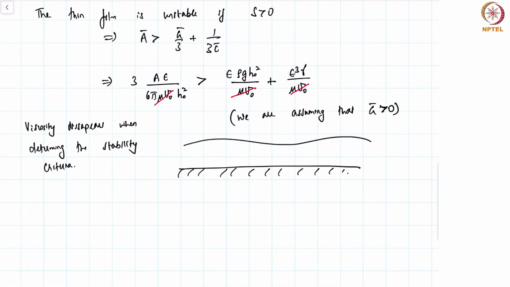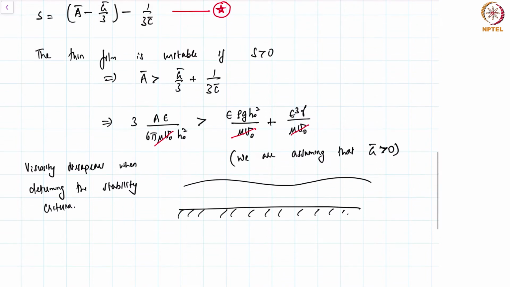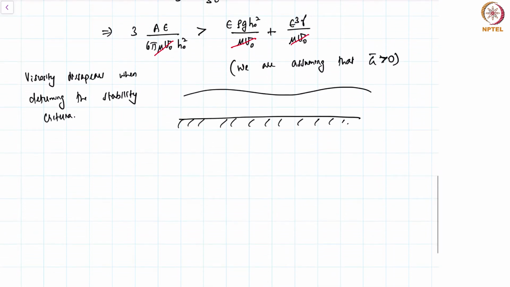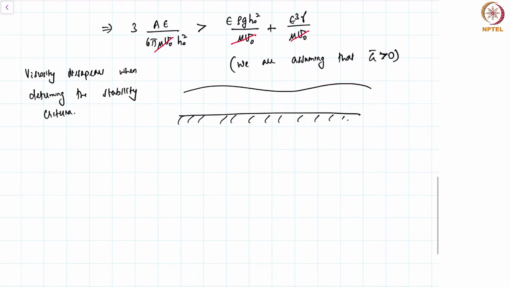Notice that the viscosity appears in the denominator. So in this case, viscosity would actually reduce the growth rate. As you make the fluid more viscous, the growth rate would reduce. That's expected because it will offer more resistance to flow, and therefore the growth rate will be lower. But it does not determine the stability boundary. So let's proceed further with a few more simplifications.